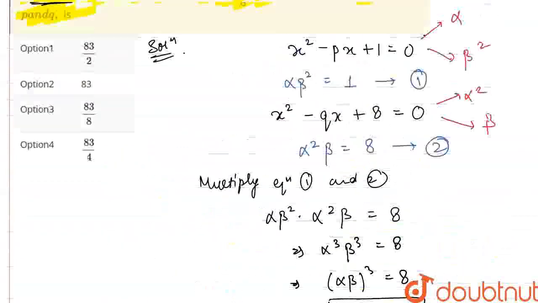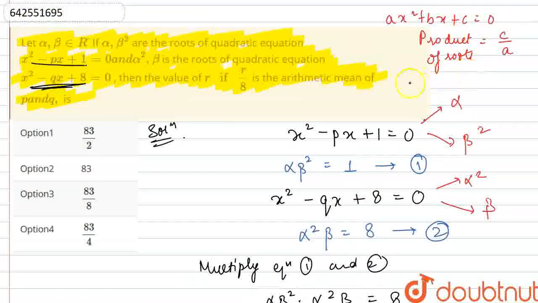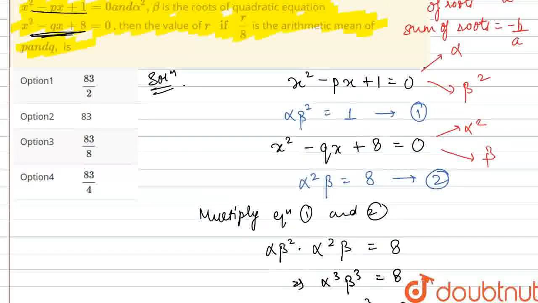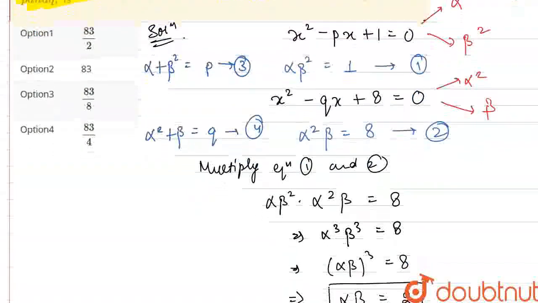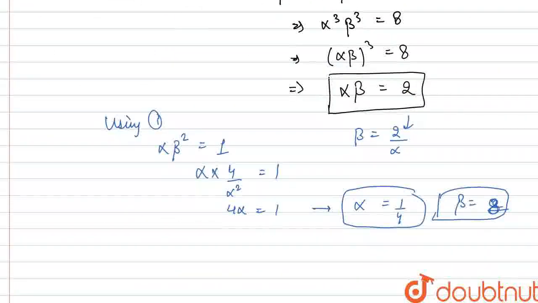Now we'll use the property of sum of roots, which equals minus b by a. So here we'll have the sum of roots, alpha plus beta square equals p. Let's say this is equation 3. And similarly for this equation we'll have alpha square plus beta equals q. Let's say this is equation number 4. So using equation number 3, p equals alpha plus beta square.